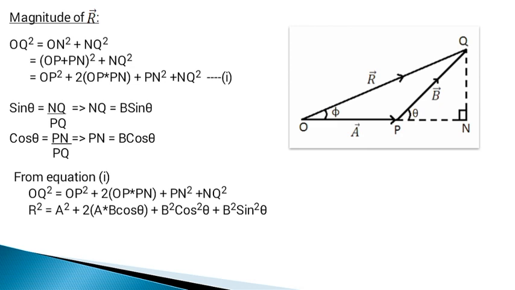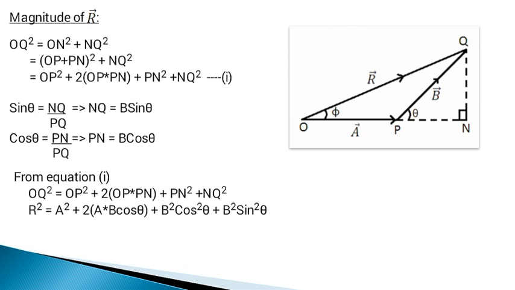So OQ square equals R square, and R square equals OP. OP represents the magnitude of a vector. So OP square equals a square plus 2 times OP. In place of OP we write a, 2 times a times, and then substituting the value of PN, PN equals B cos theta. Here we have B cos theta in place of PN.